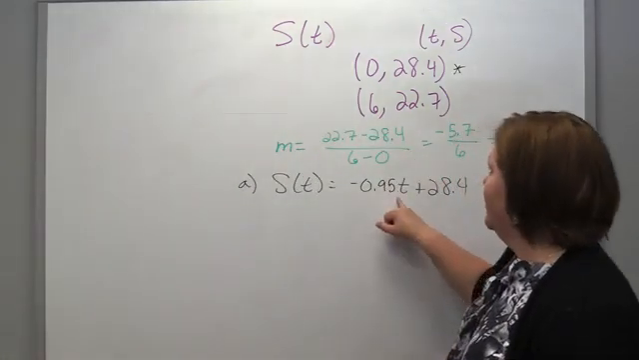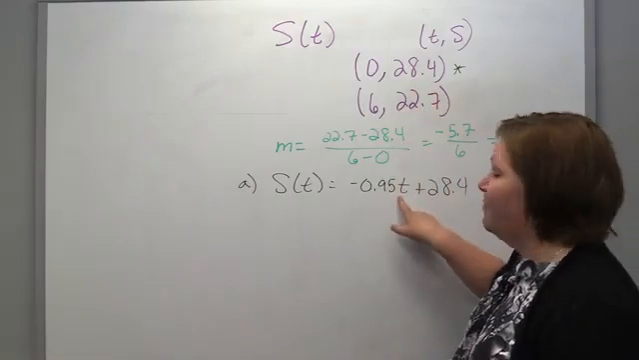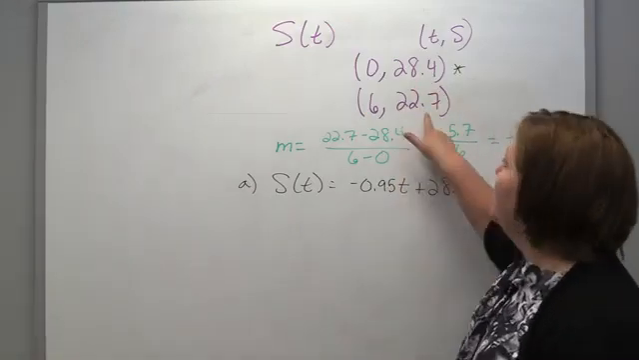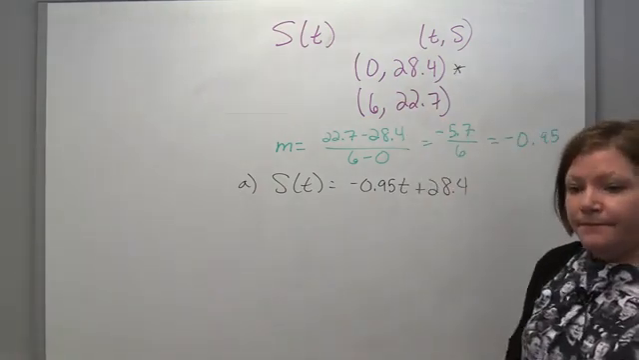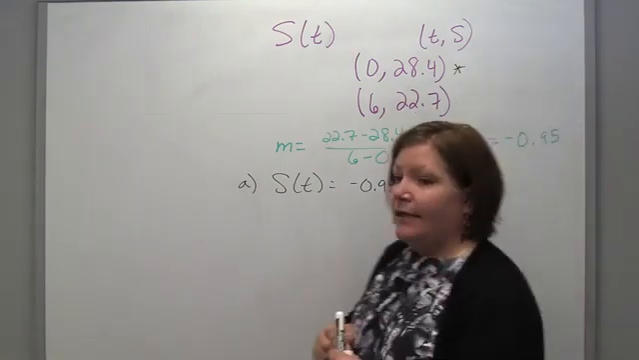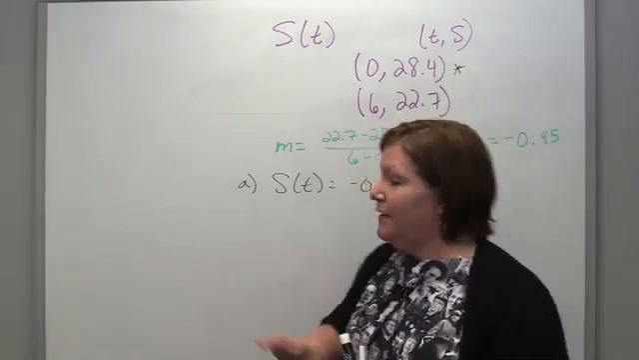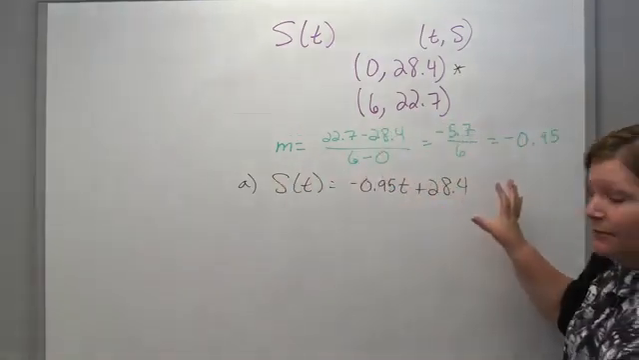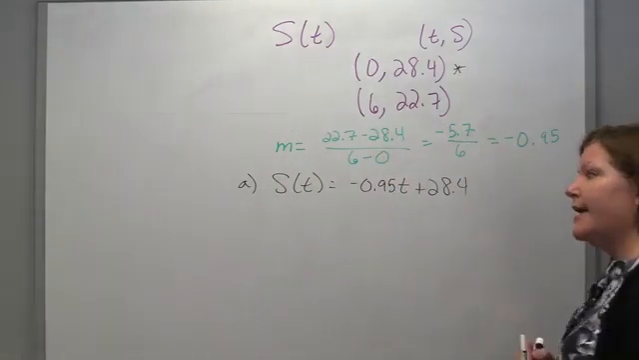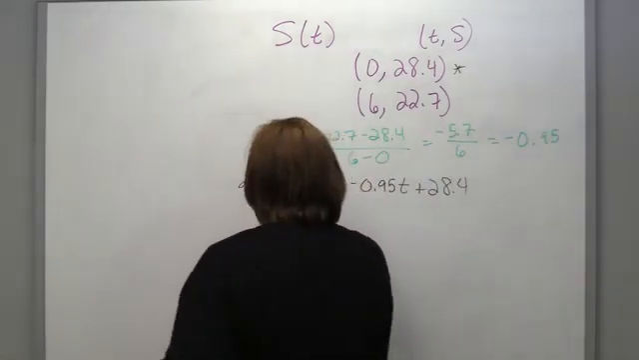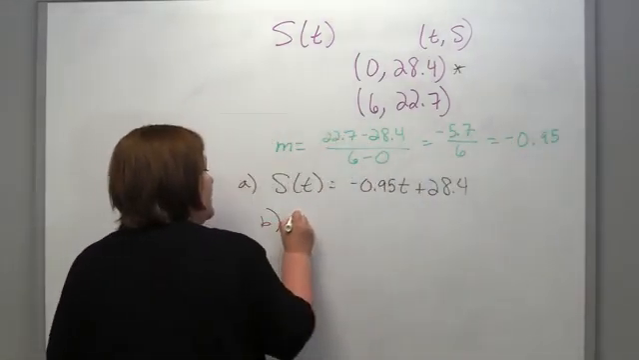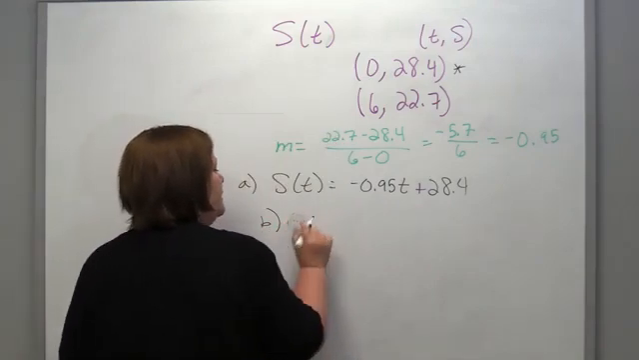You can always check your work. If you plug in 0, do you get that? And if you plug in 6 with the calculator, you should get 22.7. Now, part B, we're asked to predict the sales with this linear model, linear function, in 2019.